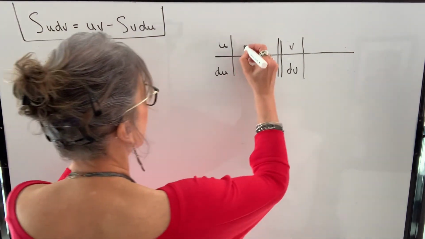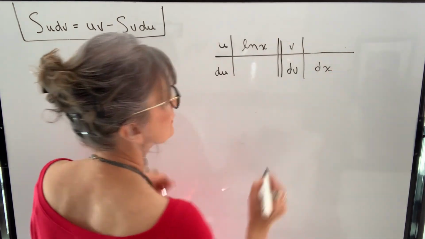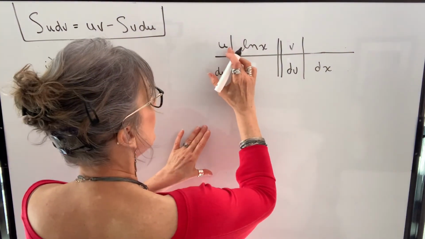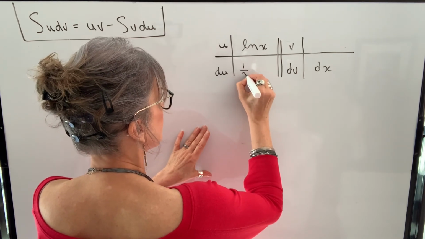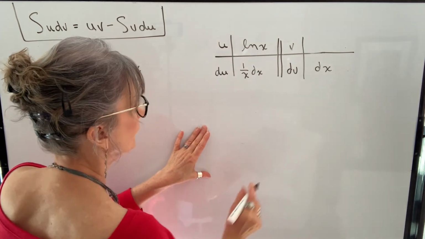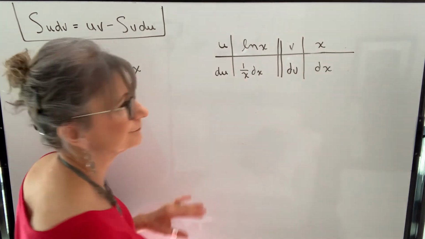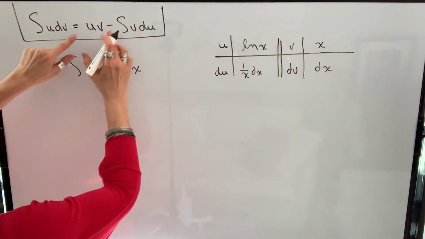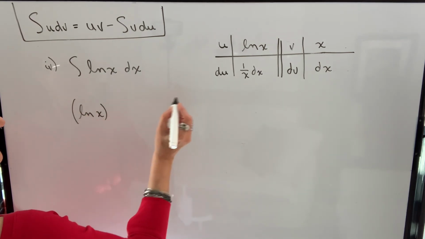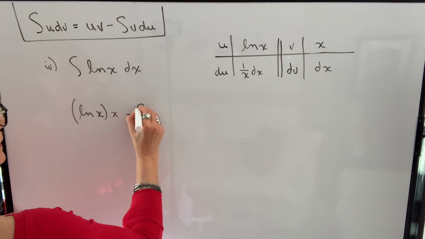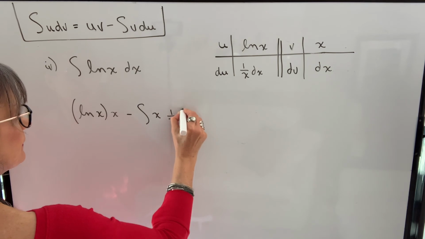So we're going to let natural log of x be u, which means dv is just simply going to be dx. If u is natural log of x, when I differentiate, du will be 1/x dx. And if dv is dx and I integrate, v will be x. Now that the chart is complete, let's plug into our formula. u, which is natural log of x, times v, which is x, minus the integral of v, which is x, times du, which is 1/x dx.